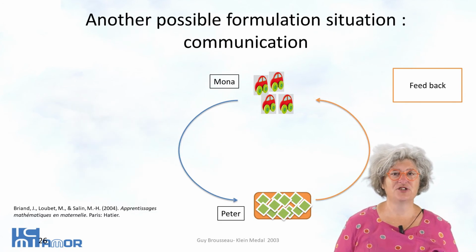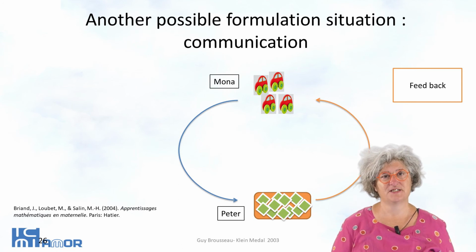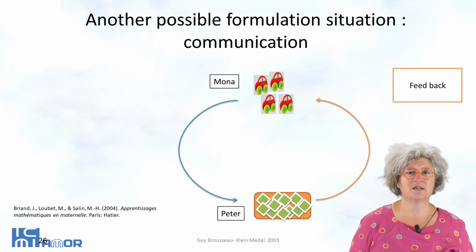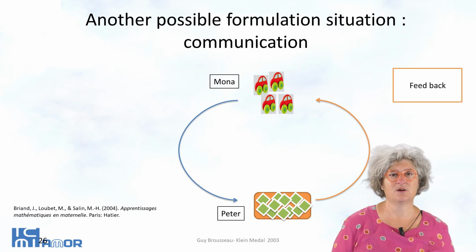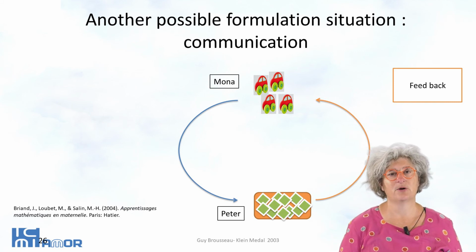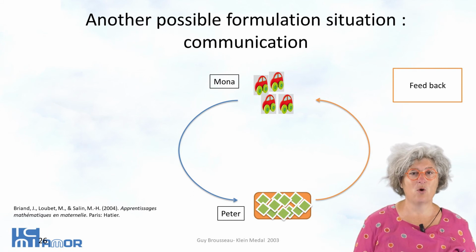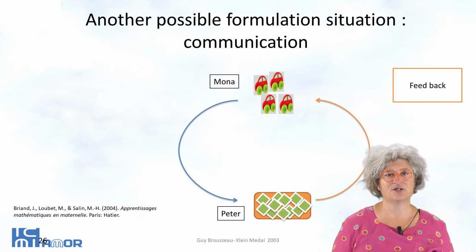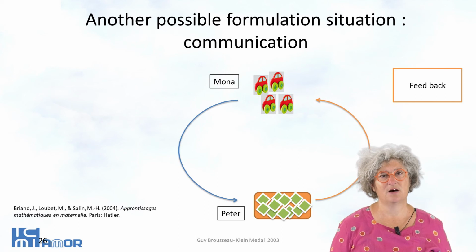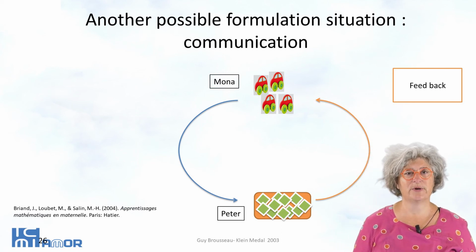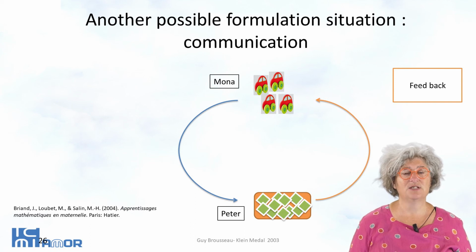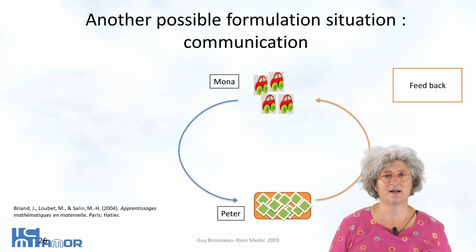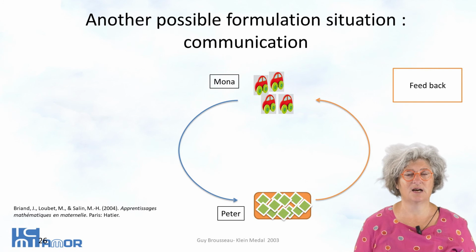Another possible formulation situation in the setting of the cars and garages is the communication between 2 students. For example, Mona is given the cars and she must communicate with a written message to Peter in order for him to pick the collection of garages to realize the stake. The roles can thus be reversed: Peter as the writer of a new message with another collection of cars and Mona as the reader. You can find some videos showing those formulation situations in a multimedia document published in 2004 by Joël Briand and collaborators that contains video clips recorded at the Corée.